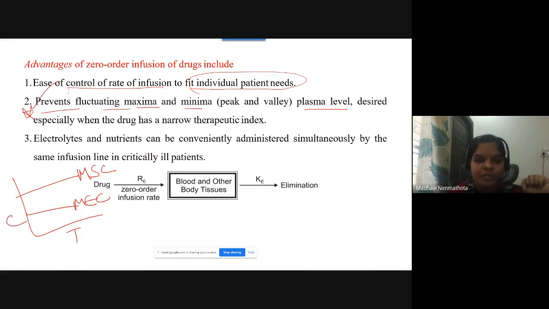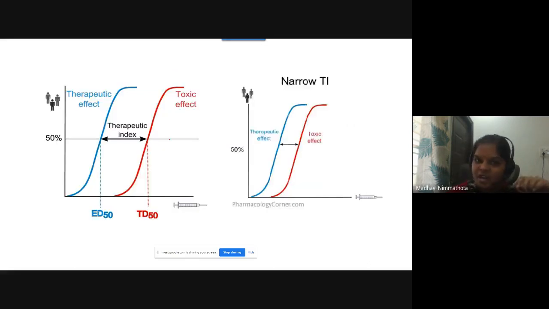So here it will prevent these fluctuations between the minimum and maximum plasma levels, which is desired when the drug has a narrow therapeutic window. Then what do you mean by narrow therapeutic window? You just observe these two graphs.